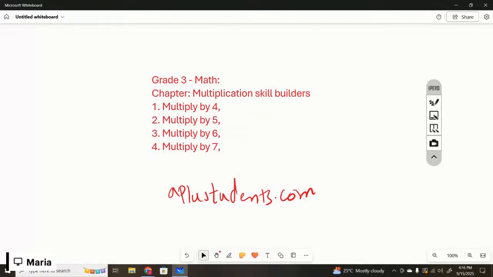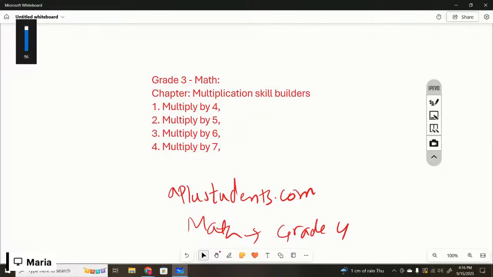Then you have to select math from the subject tab, scroll down to grade 4 math, and then click on view all lessons. There you can find grade 3 maths, and a list of the chapters. We can start with the chapter multiplication skill builders.